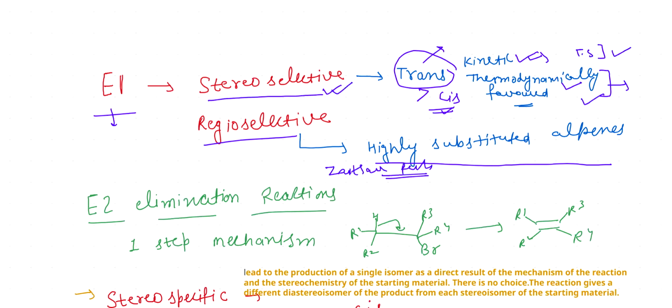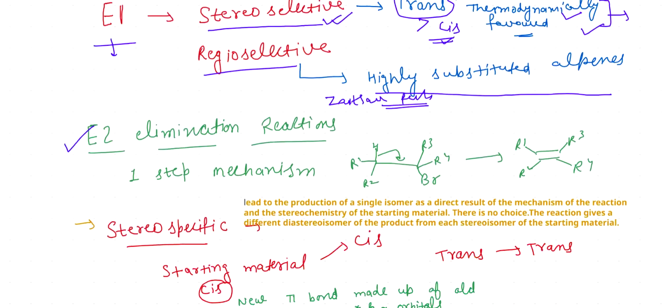So in the case of E2 elimination reactions, the mechanism proceeds through only one step. In this, both the H positive and the leaving group are removed simultaneously, thus forming an alkene. So this alkene may have cis, trans, E or Z configuration. Clear? So what is cis and trans? You already know about cis and trans. Now I will also discuss the E and Z configurations.